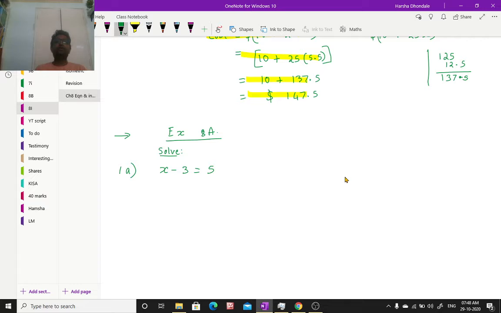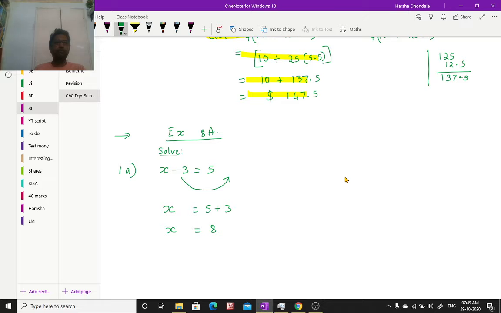Now we try to keep the unknown on the left hand side and send everything else to the right hand side. That is the method we'll be employing to solve for x. Now here we have x minus 3 is equal to 5. Send this minus 3 to the other side, it becomes plus 3. So x is equal to 5 plus 3. X is equal to 8. So we found the value of x.